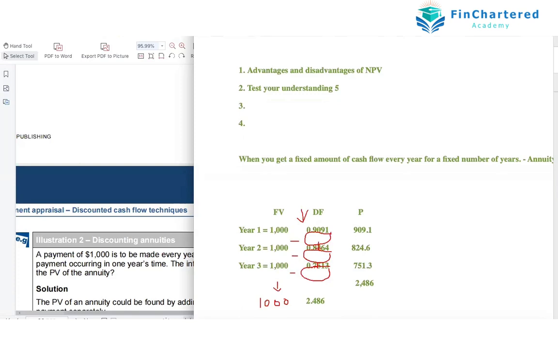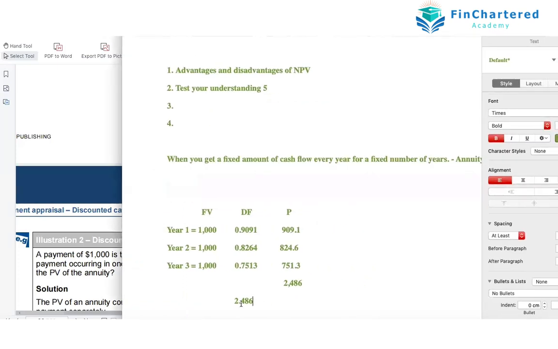So what I'm doing is, either I can do what I've already done, or in order to make my life easier and faster, I'll just take the total of all the discount factors and multiply the 1000 with that, and I'll still get 2486. I'll still get the same answer. Right? So my life has become faster and easier. Here, basically, what is this 2.486? This 2.486 is basically the sum of all the discount factors for 3 years.